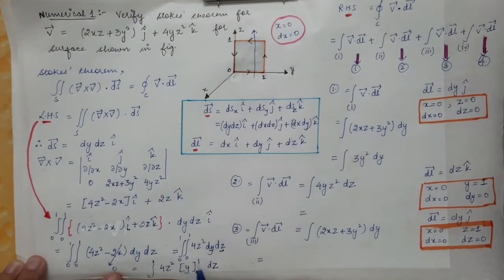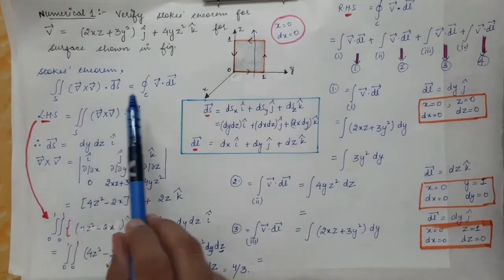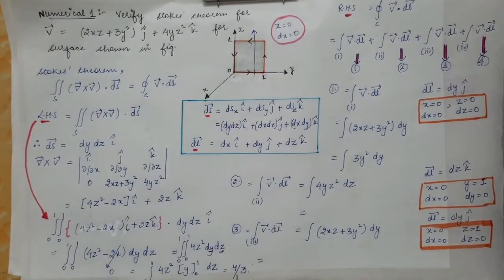Now on evaluating this, putting the upper and the lower limits, this will be equal to 1 minus 0, which will be equal to 1. Then you will do the integration over the z variable, so that will be equal to 4z cube divided by 3, and on putting the values you will get simply 4 by 3. So the left hand side of Stokes theorem for this vector and this surface area is equal to 4 by 3. Now we have to evaluate the right hand side.